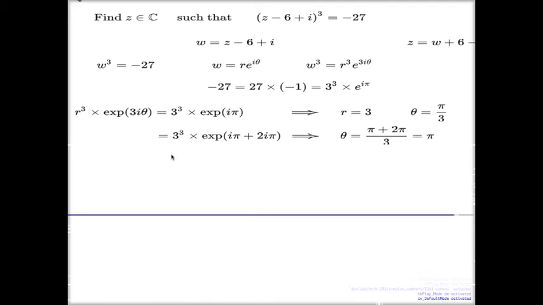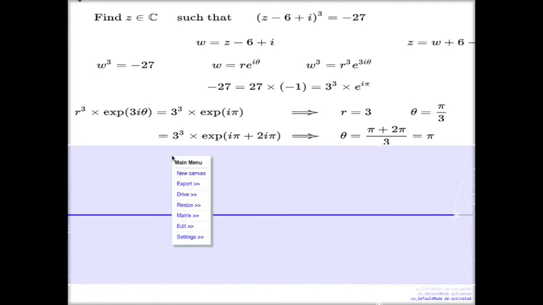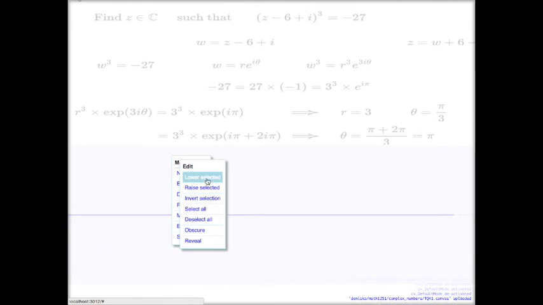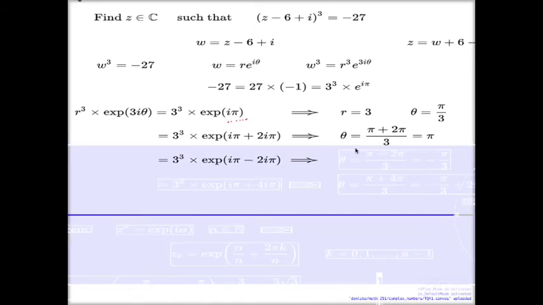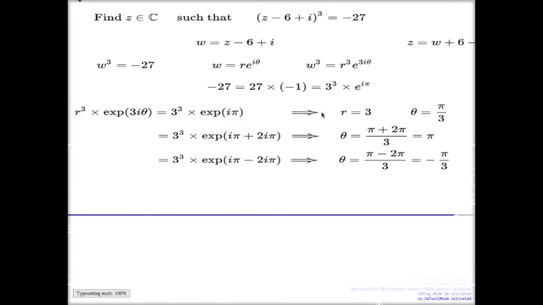And still there is another choice for -1. This time I actually subtracted 2 pi, you see? Rather than adding another 2 pi, I subtracted 2 pi from this pi. And by equating the absolute value and the argument, you will end up with another value for theta, -pi over 3. Yeah, that's right, -pi over 3.